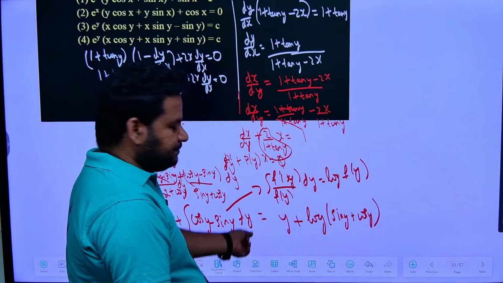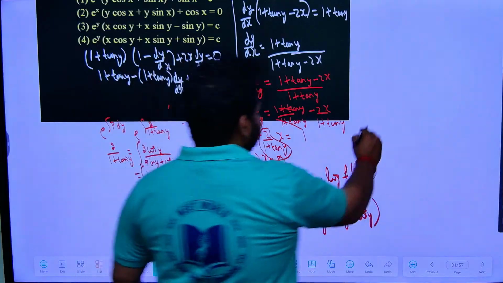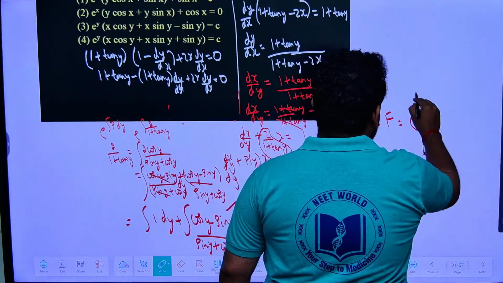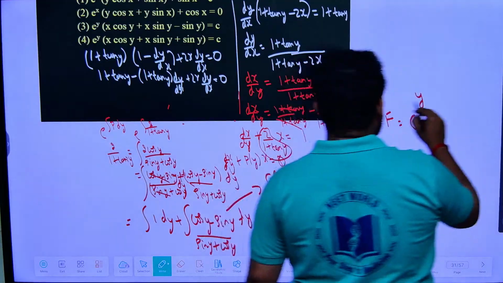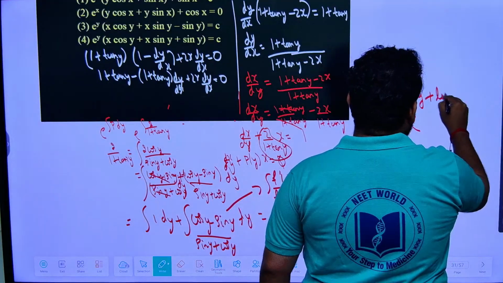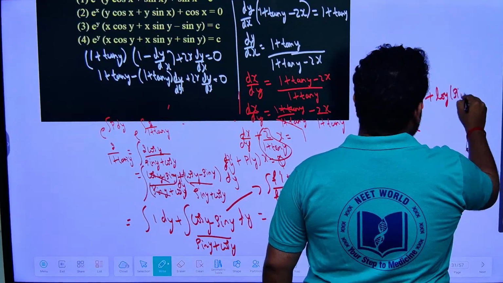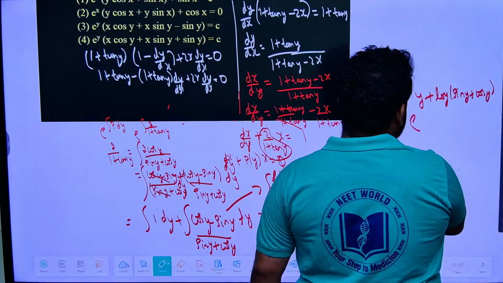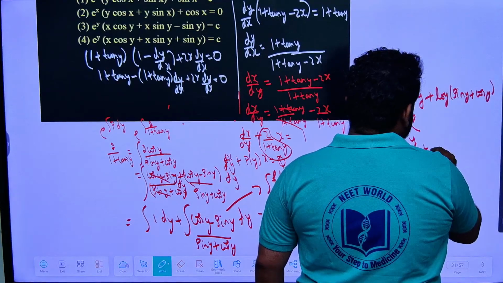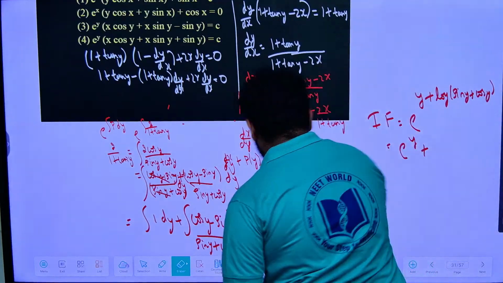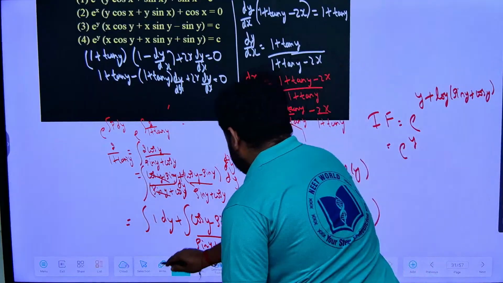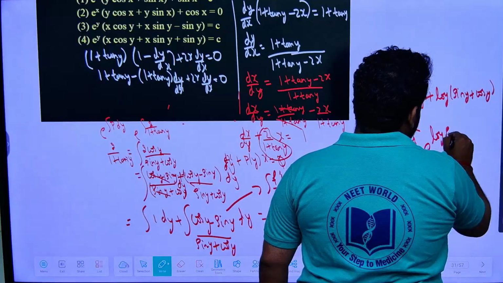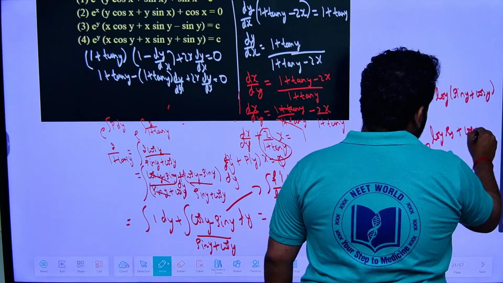This is e power the integral. So the integrating factor will become e power y plus log of sin y plus cos y. Not e plus, it should not be plus, it should be a dot, multiplication: e power y dot e power log of sin y plus cos y, base e.